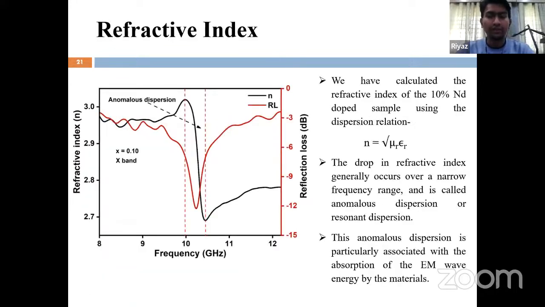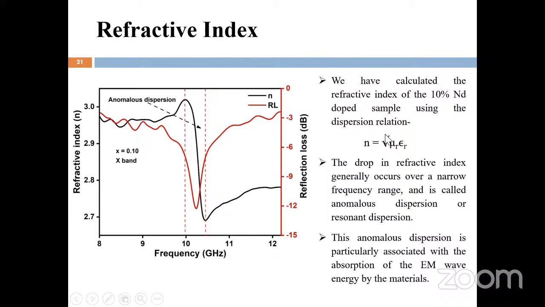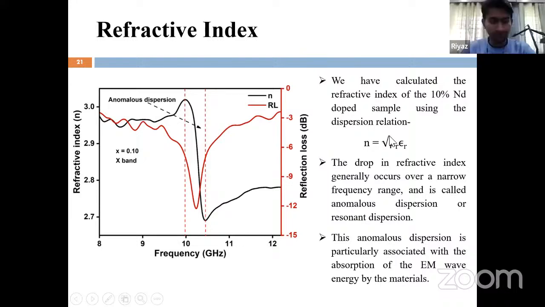And we have also calculated the refractive index of the 10% dope sample using the dispersion relation shown here. And the drop in refractive index generally occurs over... Okay, ma'am, just one slide is left. It's called anomalous dispersion or resonant dispersion.